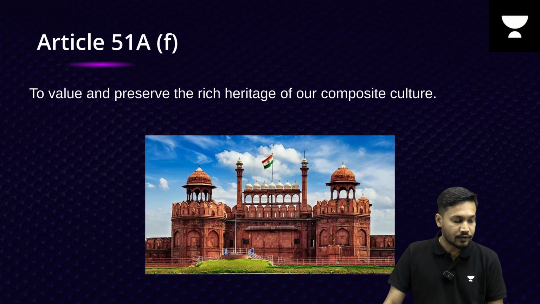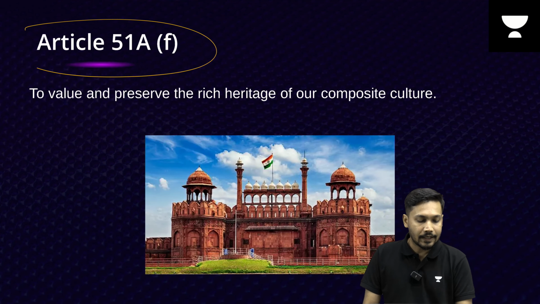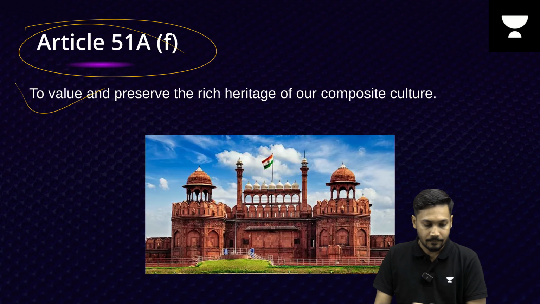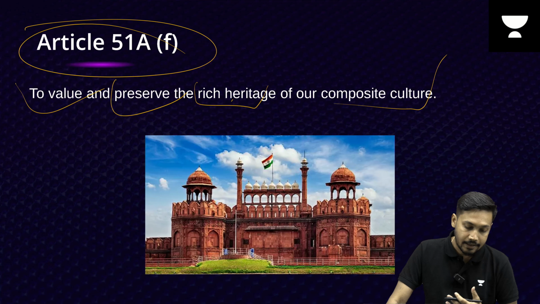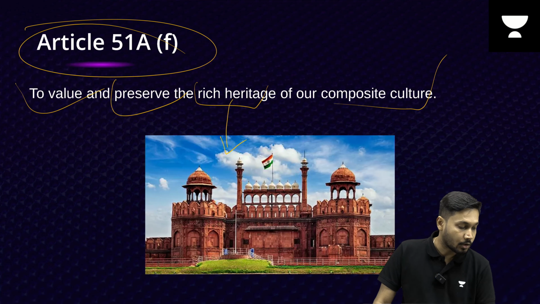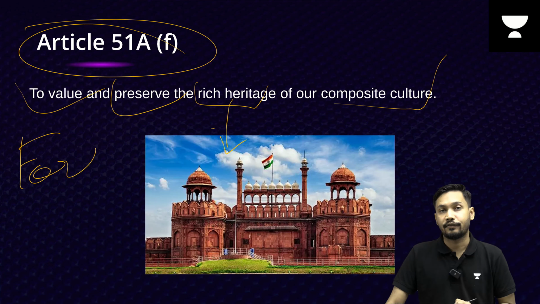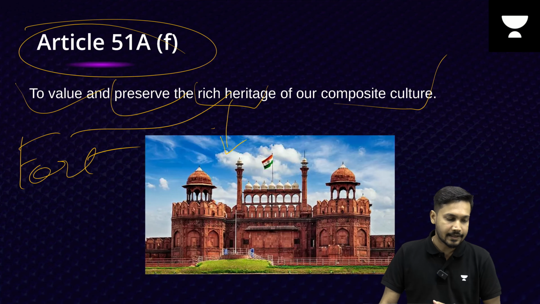Then there is F, to value and preserve the rich heritage of our composite culture. Now, this is Red Fort. Red Fort is a part of our heritage, and that is how we will remember Fort, F, and this is clause F. Okay, easy to remember, I guess.